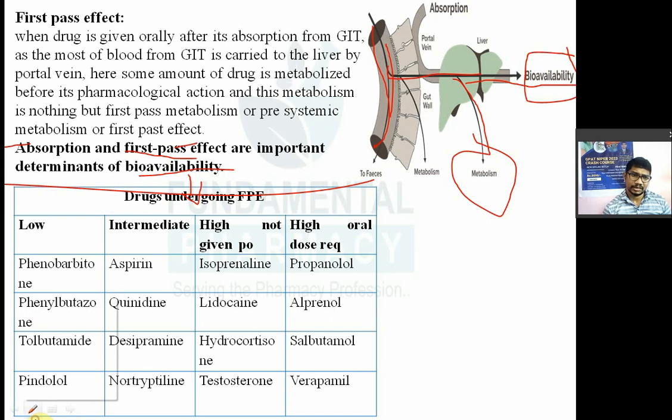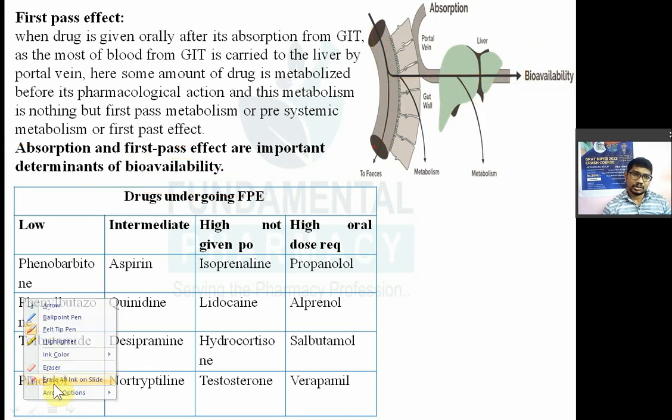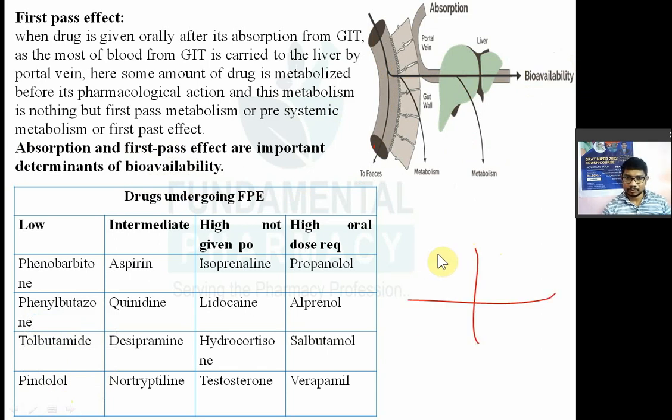As per the biopharmaceutics classification, drugs are classified into four classes: class 1, class 2, class 3, class 4. Class 1 drugs will have high solubility and high permeability. Second class drugs will have high solubility, low permeability. Third class drugs will have low solubility, high permeability. Fourth class drugs will have low solubility as well as low permeability. So remember, class 1 drugs as per the biopharmaceutical classification mostly undergo first pass.